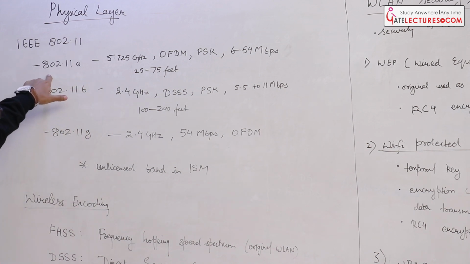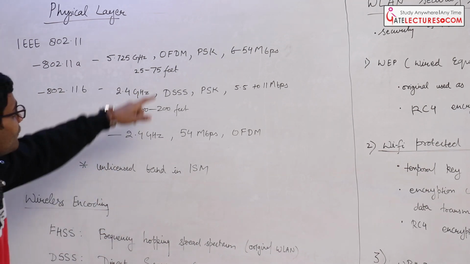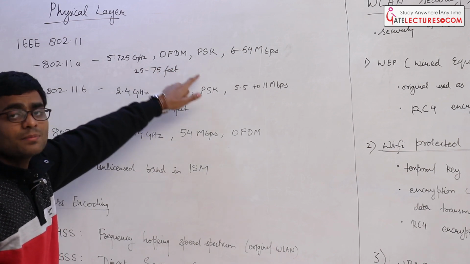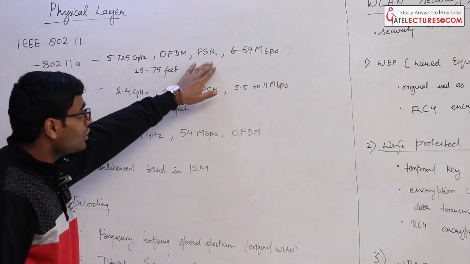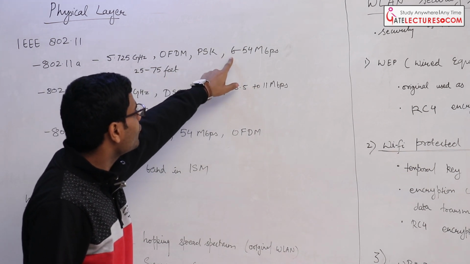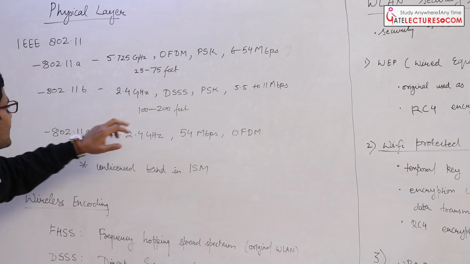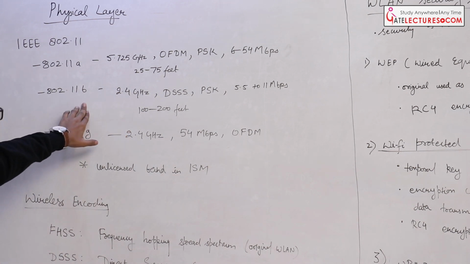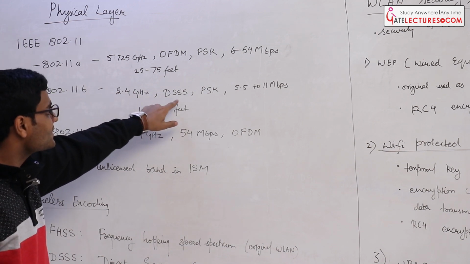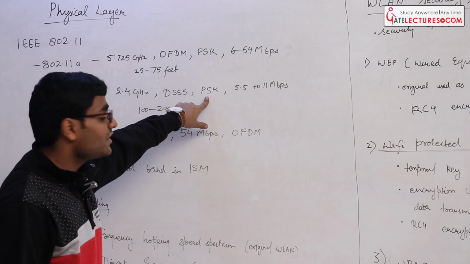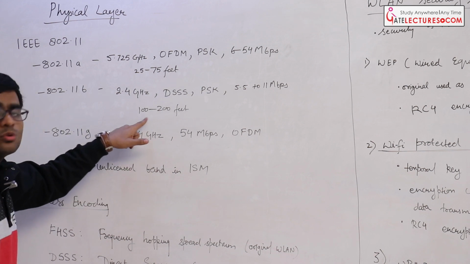We have 802.11a, in which the frequency band we are using is 5.725 gigahertz. We are using orthogonal frequency division multiplexing as the wireless encoding scheme, and phase shift keying as the modulation scheme. The speed varies from 6 to 54 megabits per second, and the range is 25 to 75 feet. In the 802.11b specification, the band is 2.4 gigahertz, and the wireless encoding scheme is DSSS. The modulation scheme is phase shift keying. The speed ranges from 5.5 to 11 Mbps, and the range is from 100 to 200 feet.